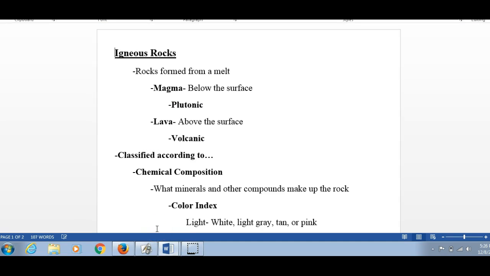Alright, so these would be our notes on igneous rocks. So far we've been looking at matter made up of atoms, and atoms come together to form compounds. These compounds can form something called minerals. We looked at them briefly. And then these minerals come together to form rocks. And we have three types. The first type we're going to look at is igneous rocks, igneous, and that means rocks formed from a melt.